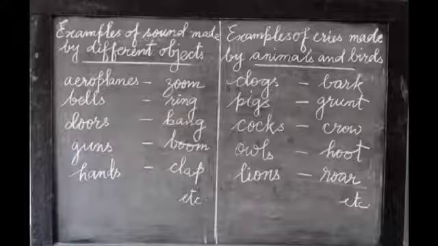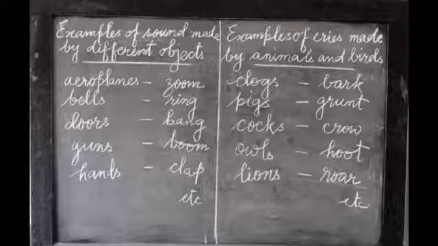Okay. So the sounds or the cries which are given by the birds or animals have some particular word, and so we differentiate these words as cries and sounds. I hope these topics are clear to you. Please go through the book.